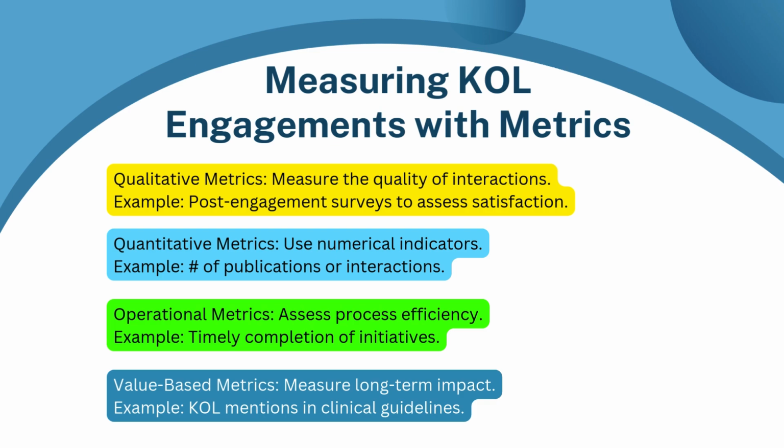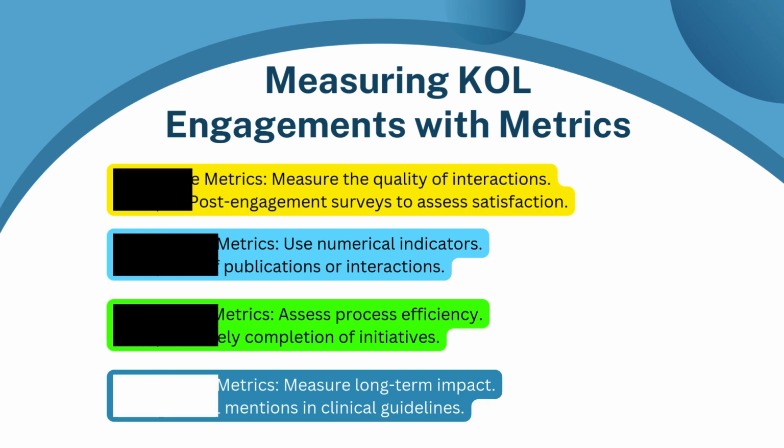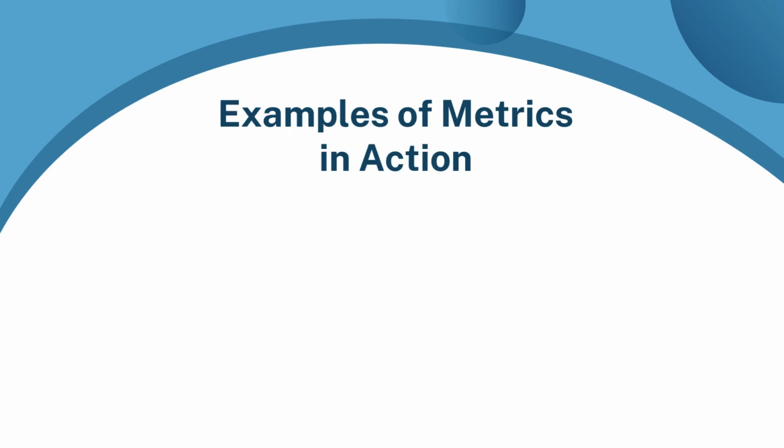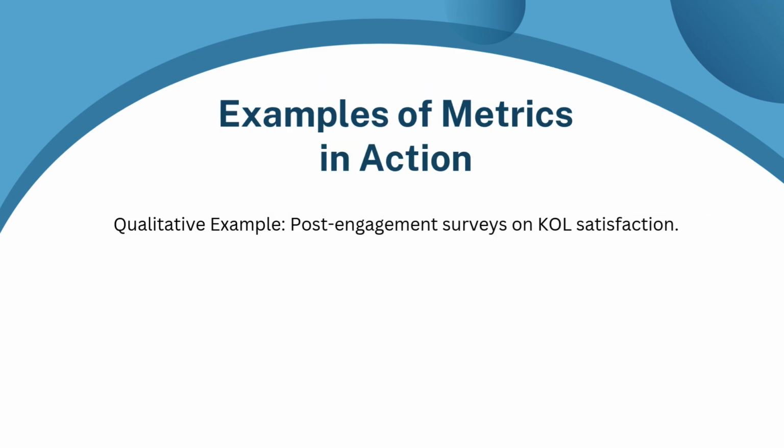Using a combination of qualitative and quantitative metrics is often the most effective approach. Qualitative metrics ensure the quality of engagements, while quantitative metrics provide the numbers to back it up. Let's look at some practical examples. Qualitative example. Post-engagement surveys can measure KOL satisfaction with questions about the relevance of discussion topics, the usefulness of materials presented, and openness to future collaboration.